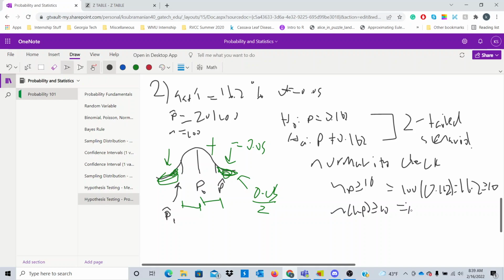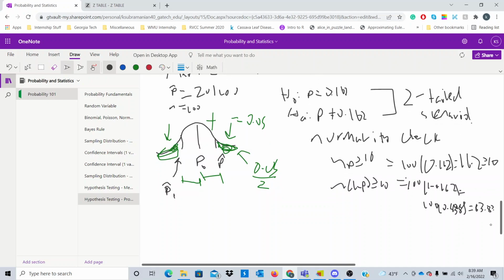We also can say that this is equivalent to 100 times 1 minus 0.162, which equals 100 times 0.838, which equals 83.8, which is definitely greater than or equal to 10, right? So we know that the normality check passes.